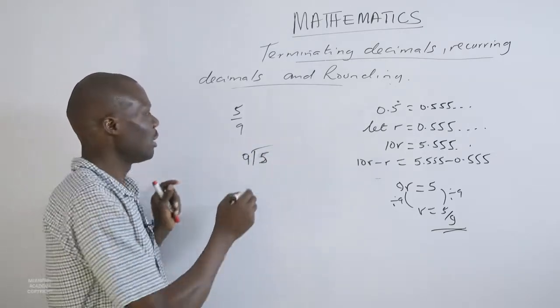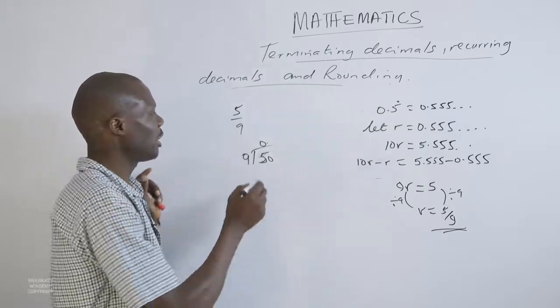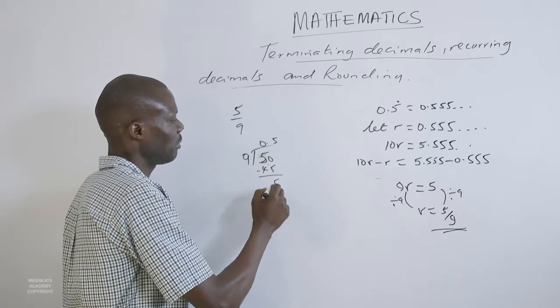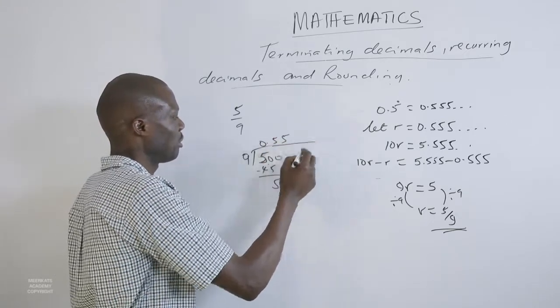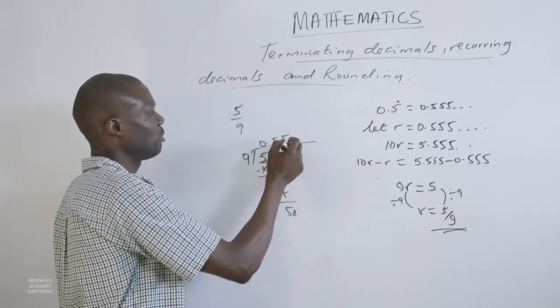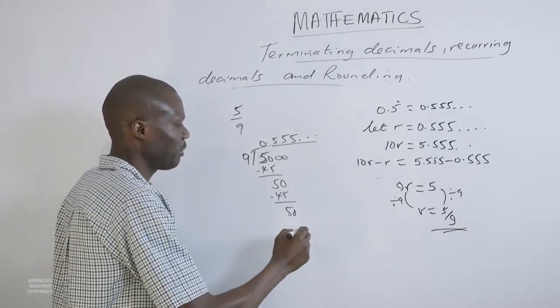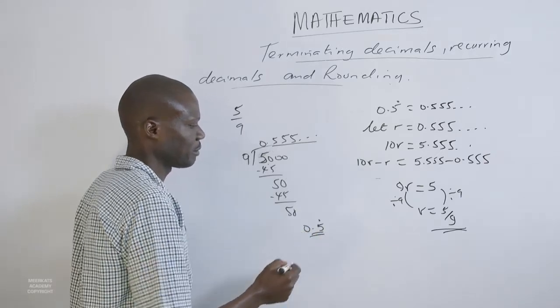5 divided by 9. This is 0. And you find 50 into 9 is 5, because of 45. We have 5 balance. 50 into 9 is 5, because of 45. We have 5 balance. 50 into 9. So you are getting 5 recurring. Therefore, this is 0.5 recurring.